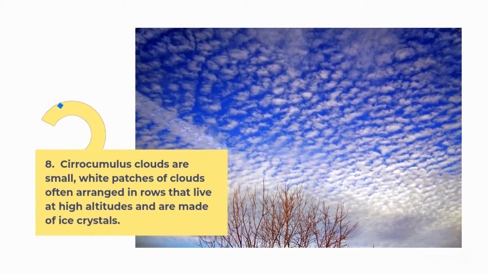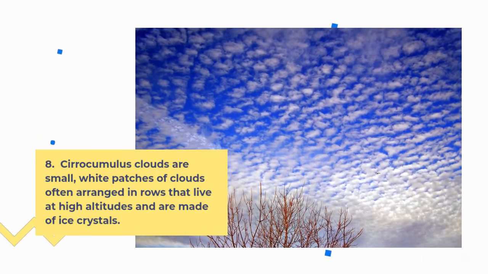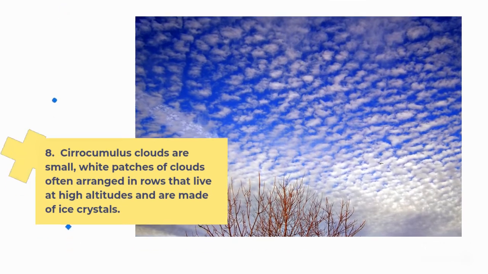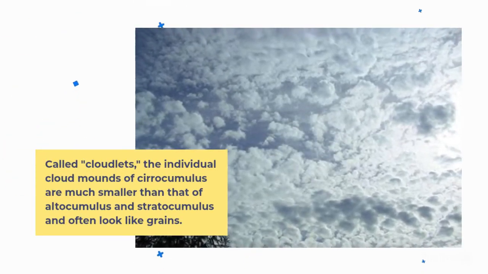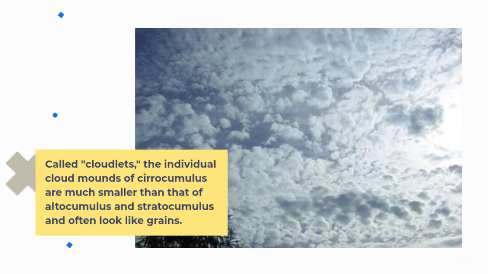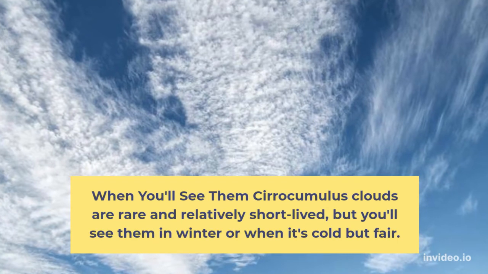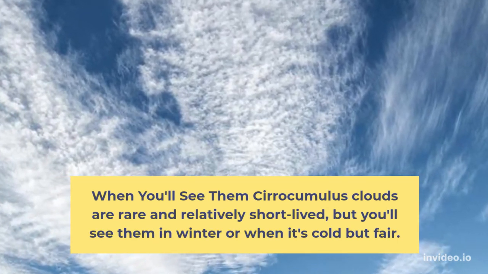8. Cirrocumulus clouds are small, white patches of clouds often arranged in rows that live at high altitudes and are made of ice crystals. Called cloudlets, the individual cloud mounds of cirrocumulus are much smaller than that of altocumulus and stratocumulus and often look like grains. When you'll see them: cirrocumulus clouds are rare and relatively short-lived, but you'll see them in winter or when it's cold but fair.